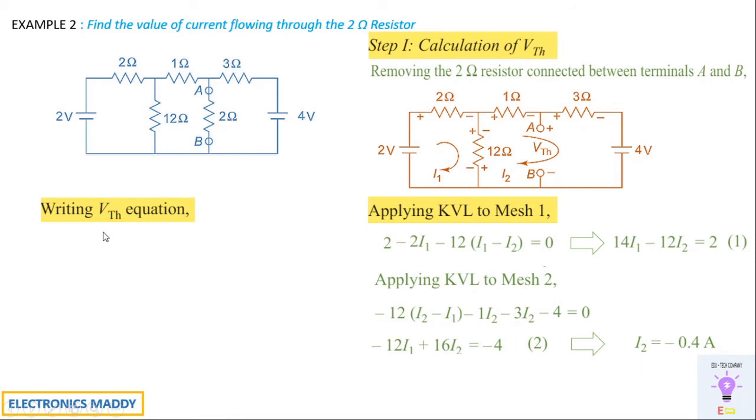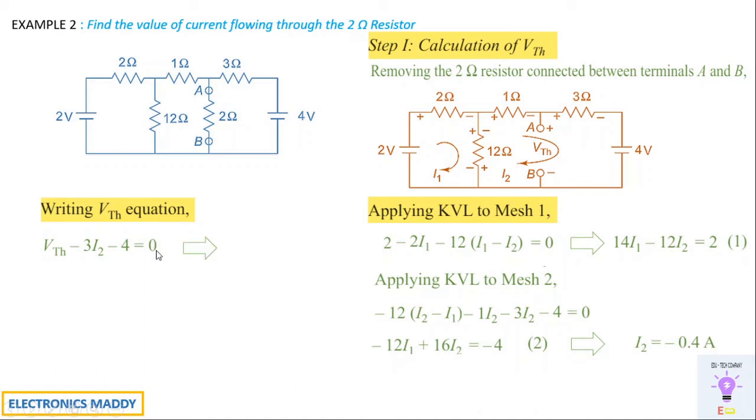Just observe this carefully. Writing the VTH equation. So at this point you have to find VTH, right? How can you find it? You know that I2 is the current flowing through this loop. That means I2 is flowing through 3 ohms as well. So if we are keeping VTH at this point, this resistor and this source are connected in parallel to VTH. That means VTH, if you are going in this direction, that is plus VTH minus 3 into I2, again, plus to minus 4 is equal to 0.